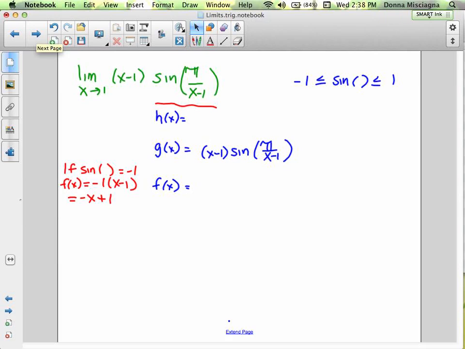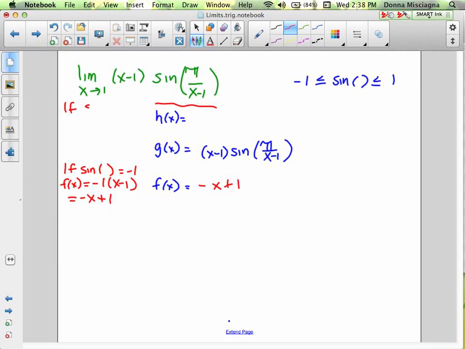I'll just leave that up there. Right, so that means that f of x is going to be -x plus 1. So our function, x minus 1 times sine blop, is never going to be less than -x plus 1. And it'll be equal to it when sine blop actually is -1.